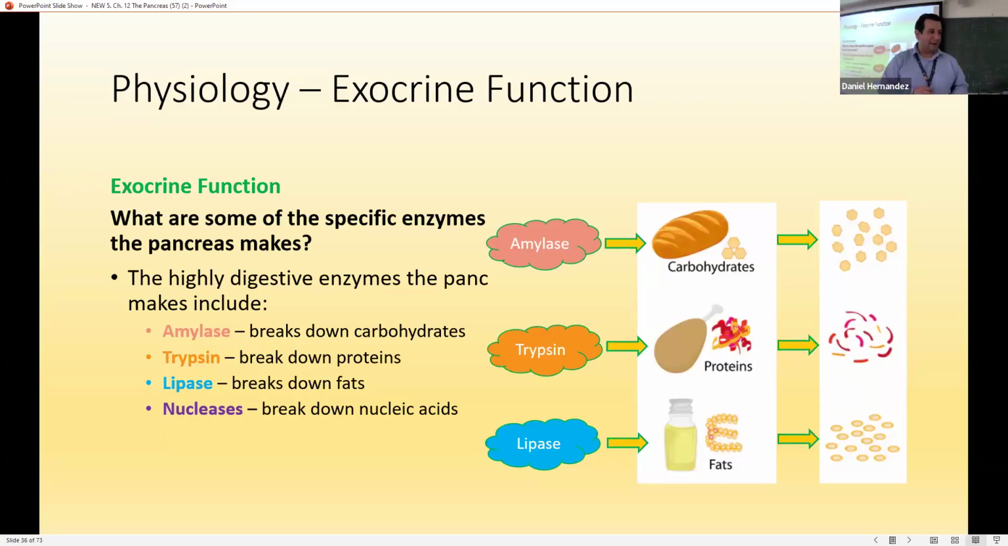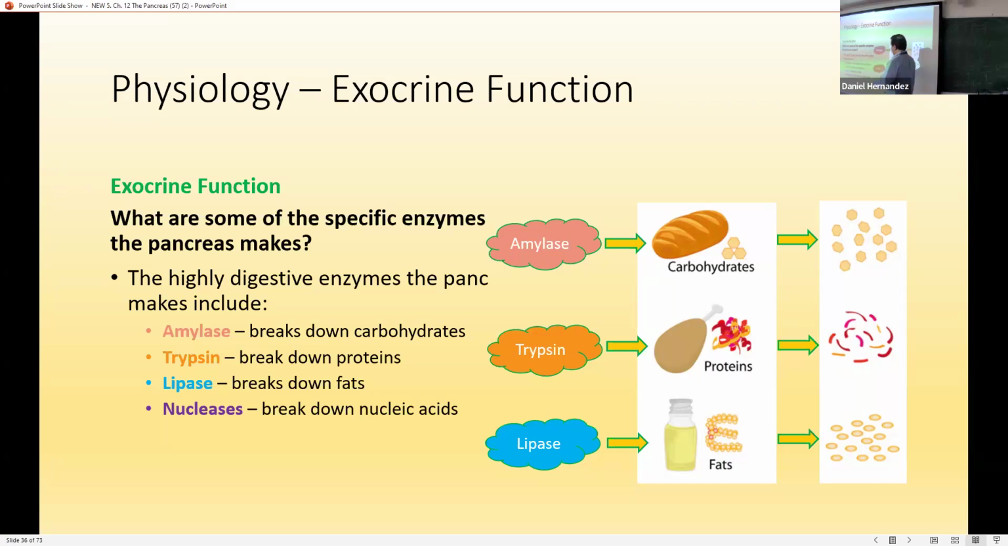A good way to think of amylase: I'm kind of going back in time. I think amylase, ATP, energy; carbohydrates give you energy. Maybe that'd be a good way to remember that one. But anyway, these are the digestive enzymes: amylase, trypsin, lipase.